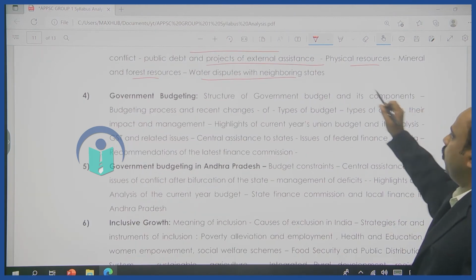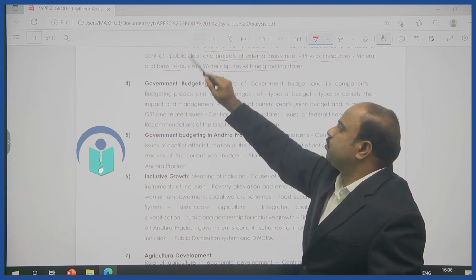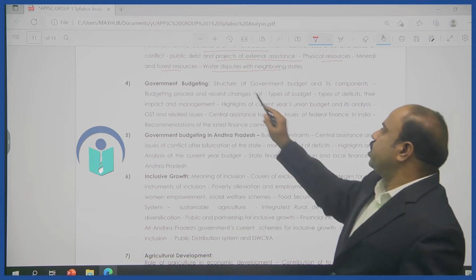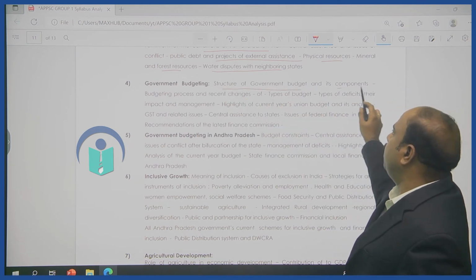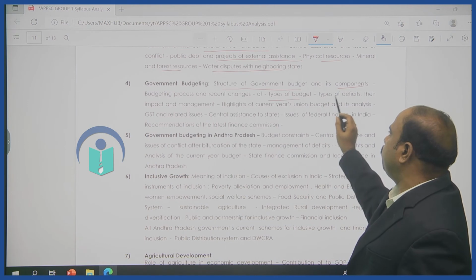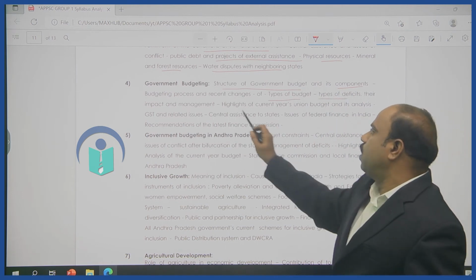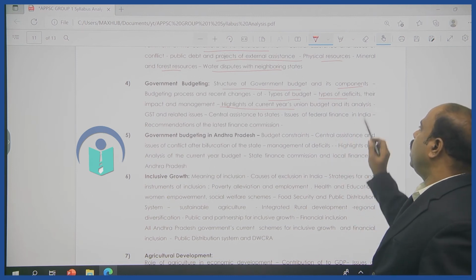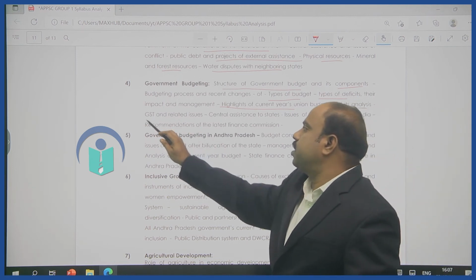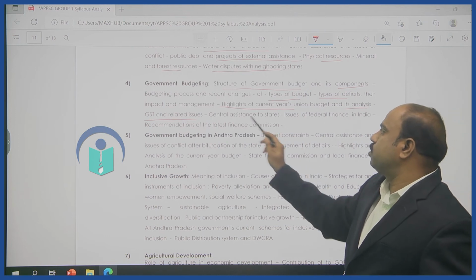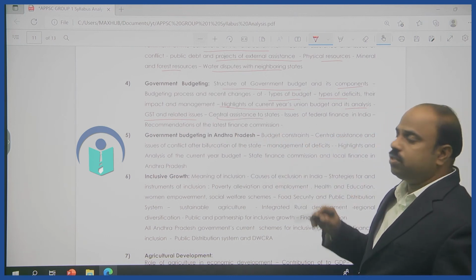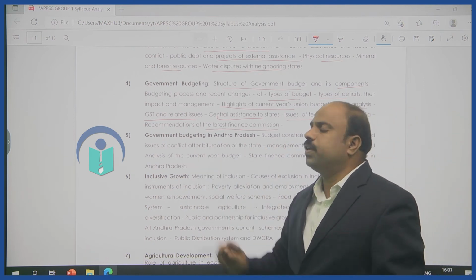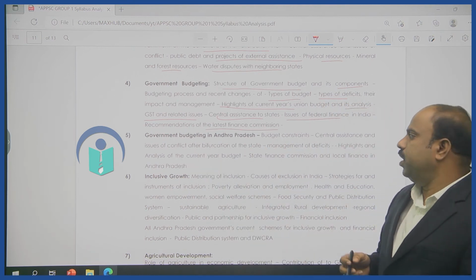The next, about government budgeting, structure of government budgeting, and its components. The next, types of budget, types of deficits, highlights of current year's union budget, that is 2022-2023, and its analysis, GST and related issues, central assistance to the states, issues of federal finance in India, recommendations of the 15th Finance Commission, that is the latest Finance Commission.